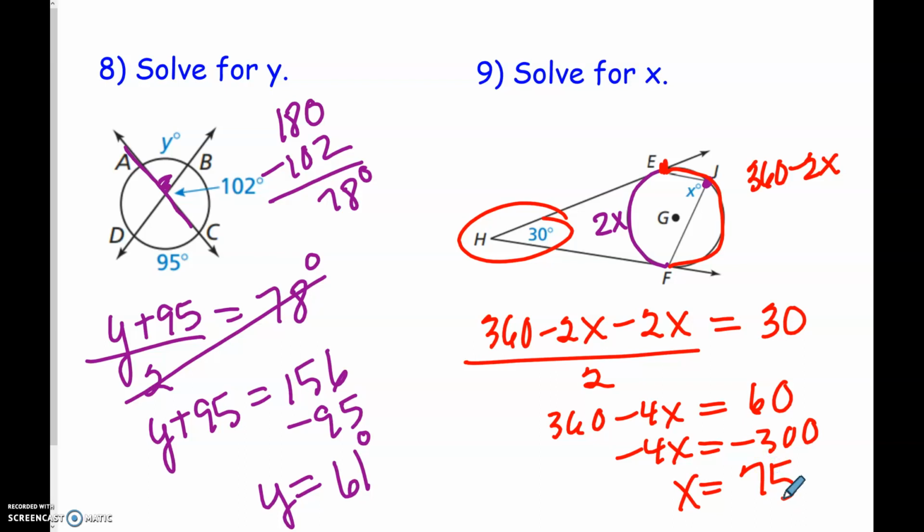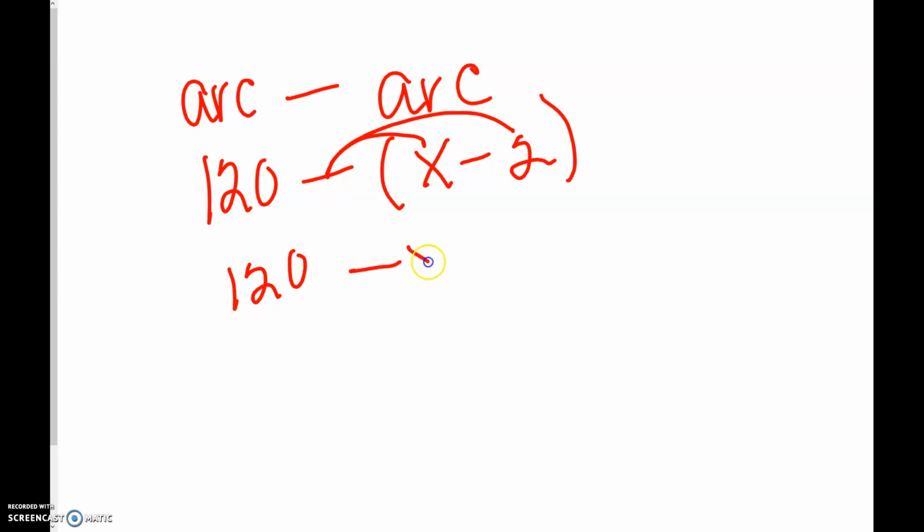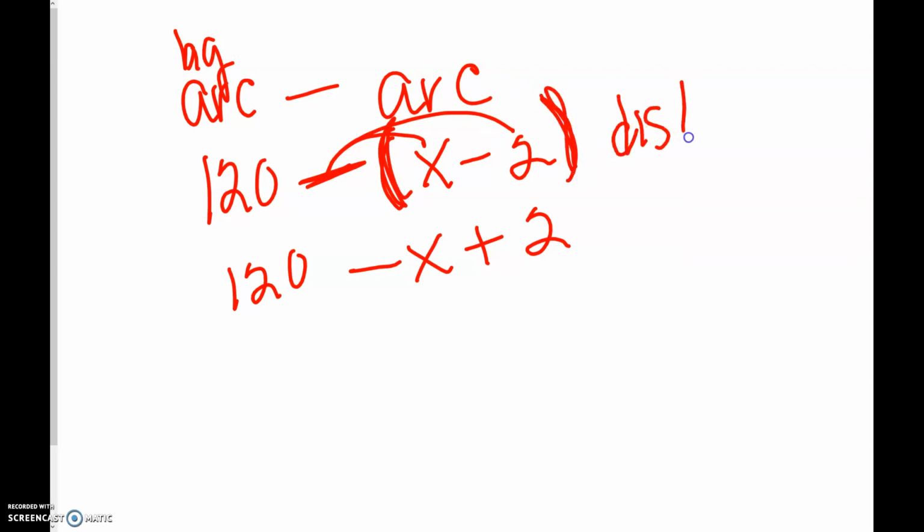All right. Okay, the big thing that's going to happen, as I was looking at some of your homework assignments, is that when you take an arc and you subtract another arc, you have to be careful, because sometimes you're going to be taking, let's just say 120, and you're going to be subtracting x minus 2. So please make sure that you do the distributive property here, so that it's 120 minus x plus 2. When you're taking the big arc minus that small arc, make sure that you are using the distributive property if they need you to.